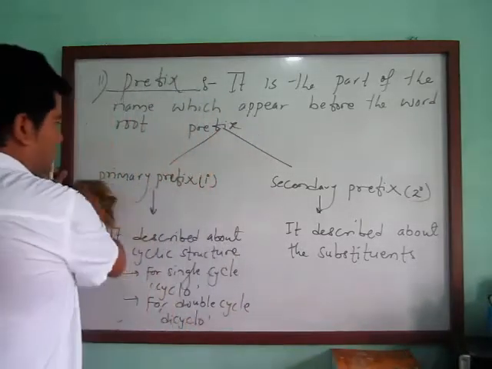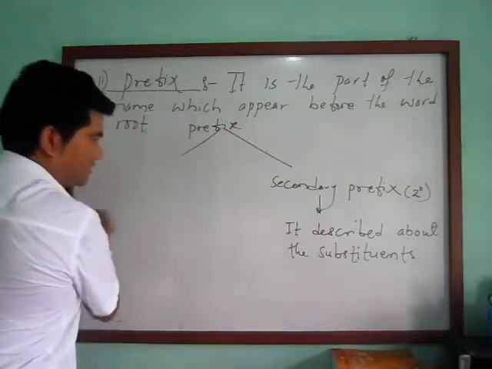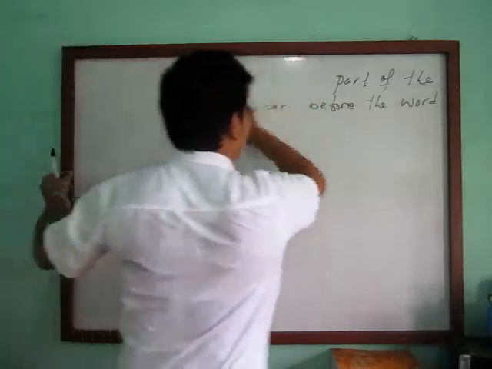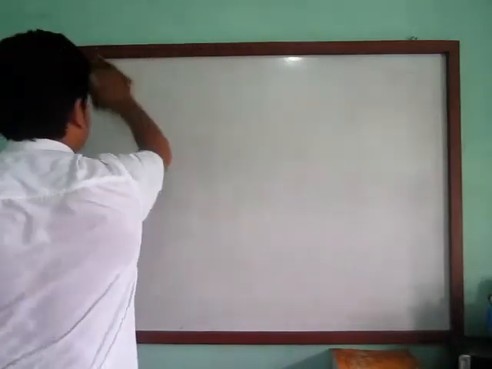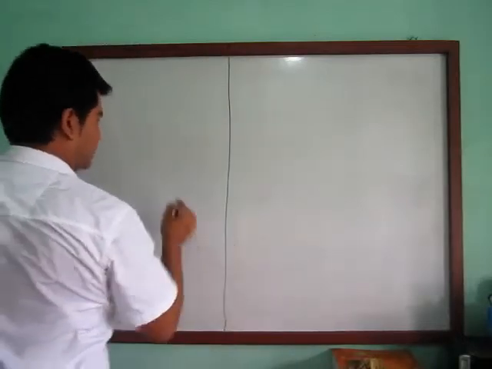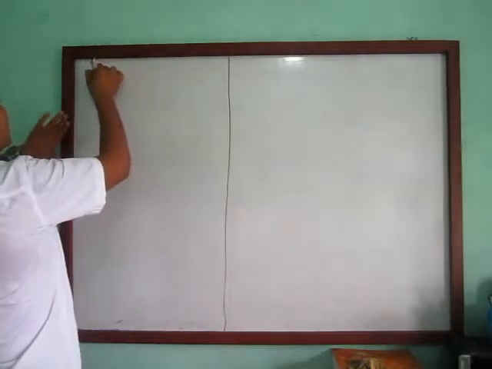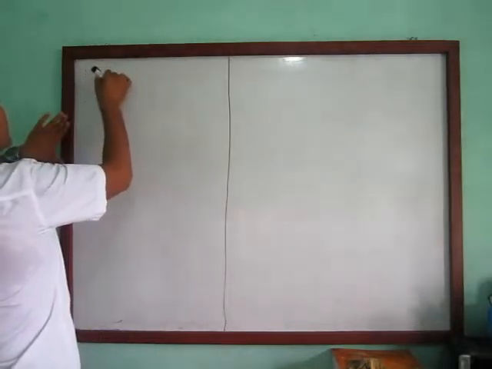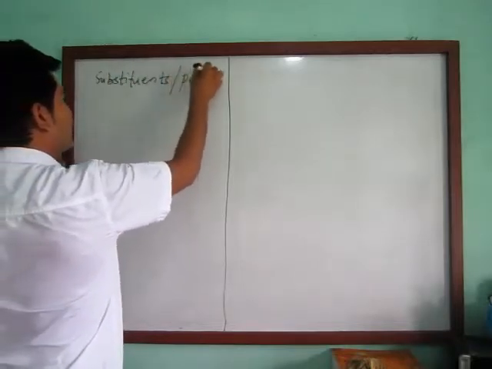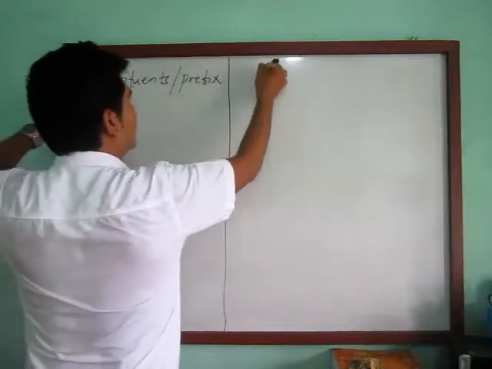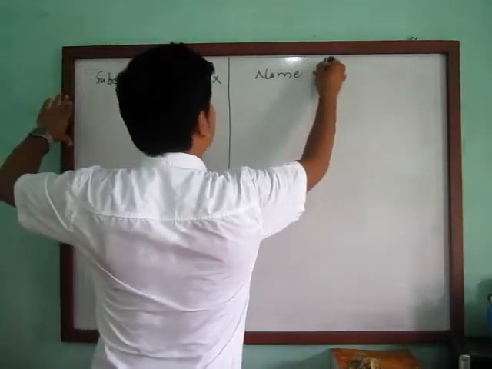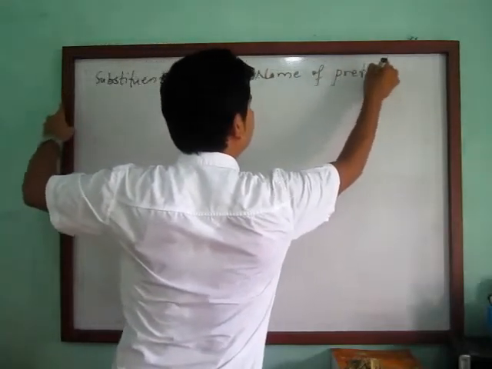So examples of substituents can be described by drawing a table here. So everybody, write down here: substituent, or you can say prefix, name of prefix.